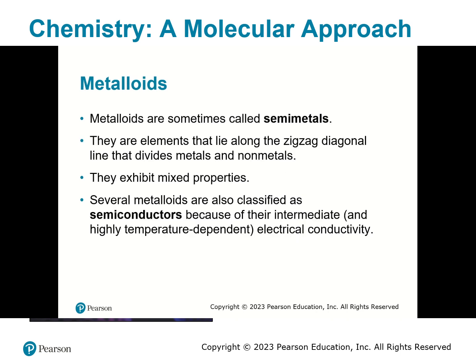So metalloids are sometimes called semimetals. They lie along the zigzag diagonal line that divides metals and non-metals. They exhibit mixed properties. That's why they are called semimetals or metalloids. Several metalloids are also classified as semiconductors because they have intermediate, highly temperature-dependent electrical conductivity.